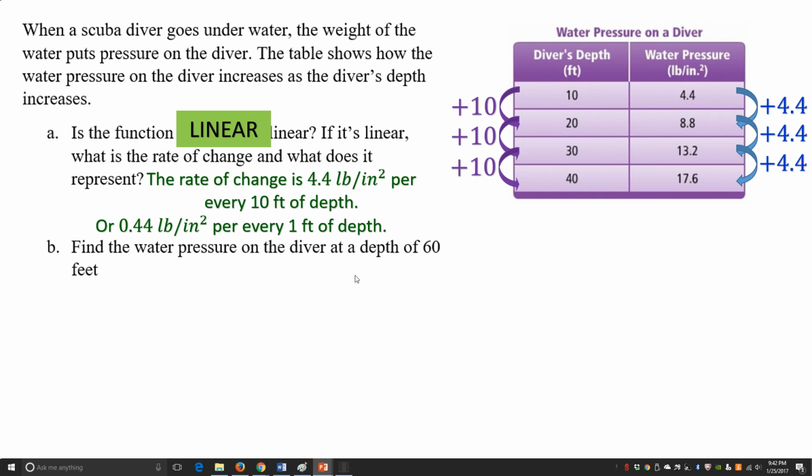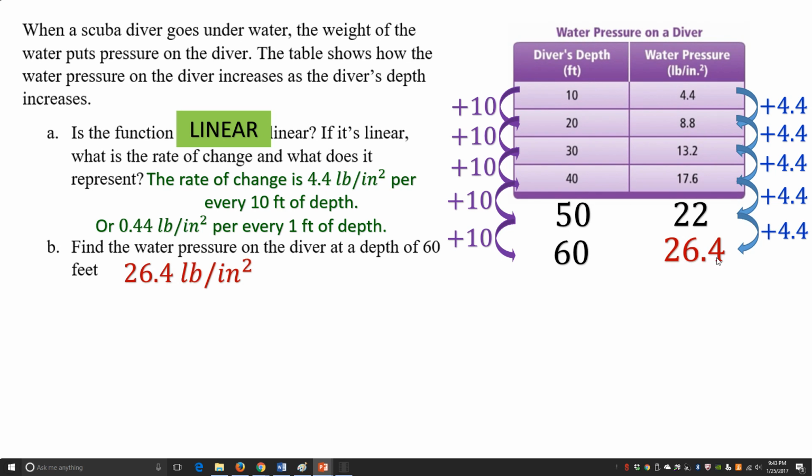And then it says, find the water pressure on the diver at a depth of 60 feet. So we're going to continue the table. If we go 10 more, that's 50. Then that means we're going to go 4.4 more on this side. And then we have to go 10 more feet to get to 60, plus 4.4 more, 26.4. So we have 26.4 pounds per square inch as the water pressure at 60 feet.